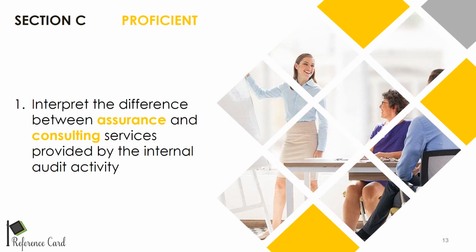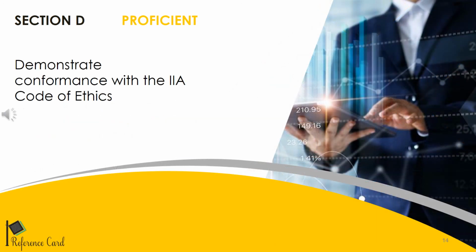Section C is going to cover understanding the difference between assurance and consulting services provided by the internal audit activity. This topic is tested at proficiency level. Section D is going to cover demonstrating conformance with the IIA Code of Ethics, which is again tested at proficiency level.